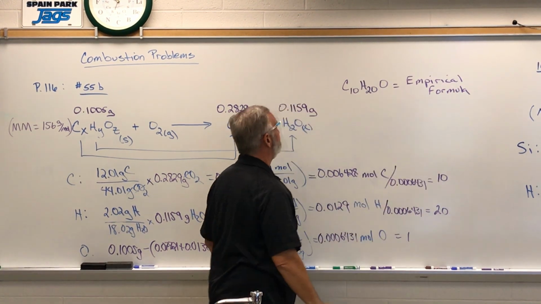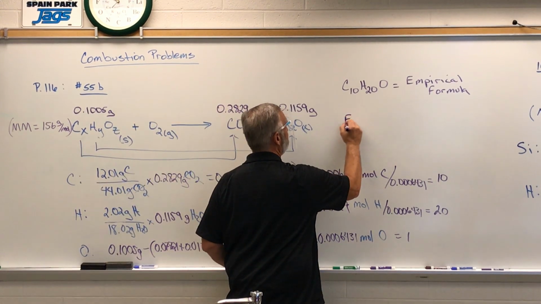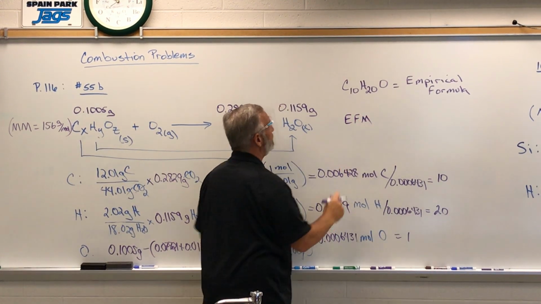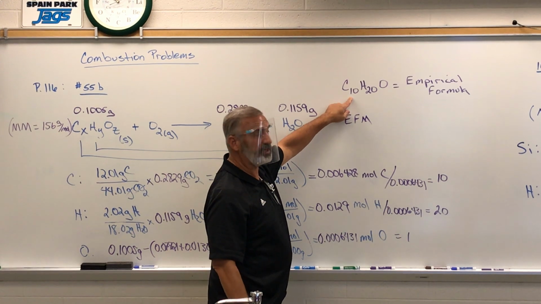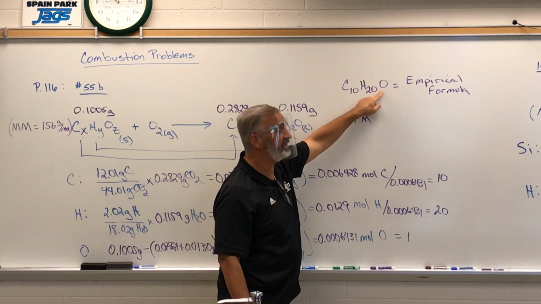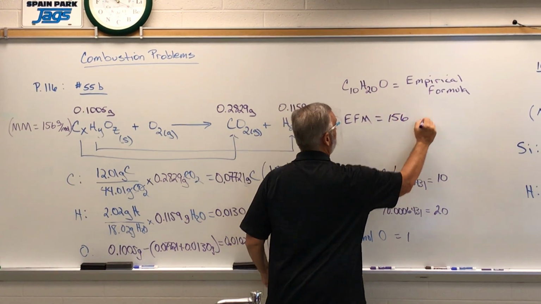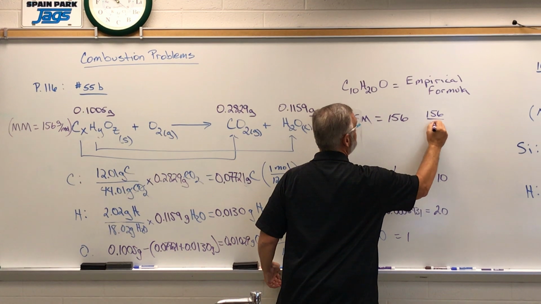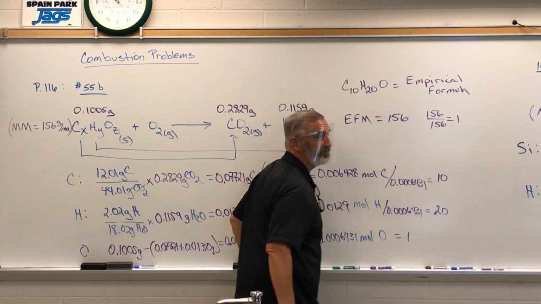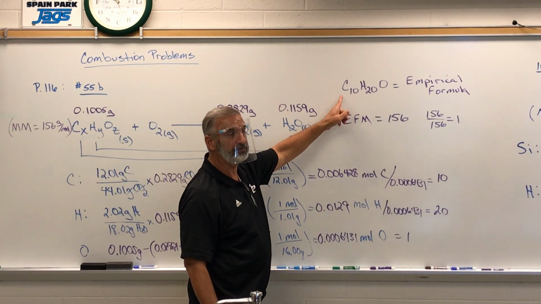So how do I get my molecular formula? Find the EFM. 10 times 12 is 120, 140, plus 16 is 156. So 156 divided by 156, which you can just do in your head, you don't really have to show, equals 1. So that means that this is also the molecular formula.